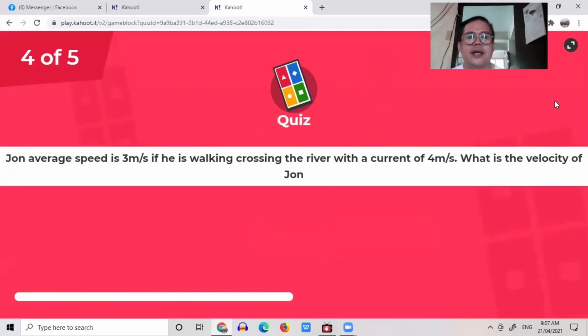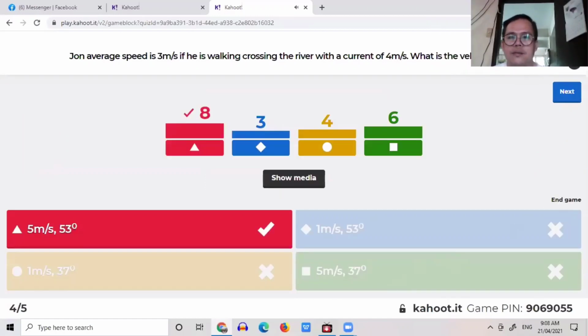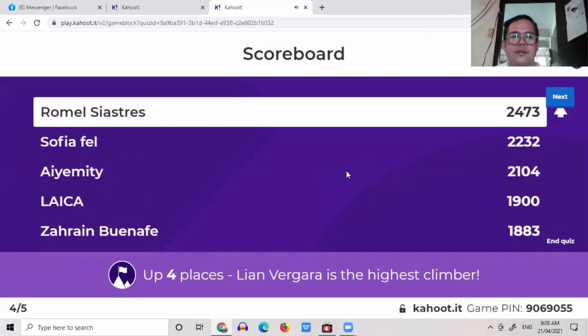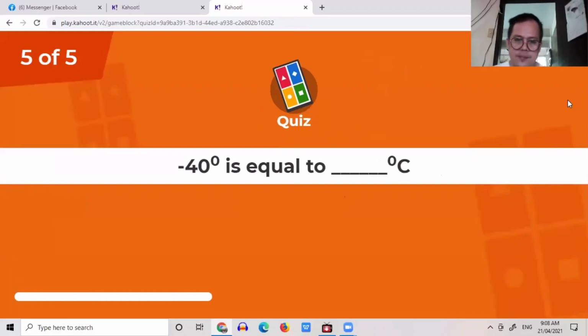And let's go to the 4th question. John's average speed is 3 meters per second. He is walking crossing the river with a current of 4 meters per second. What is the velocity of John? Okay. And let's go to the last question.